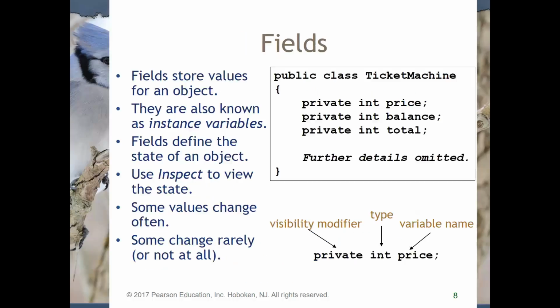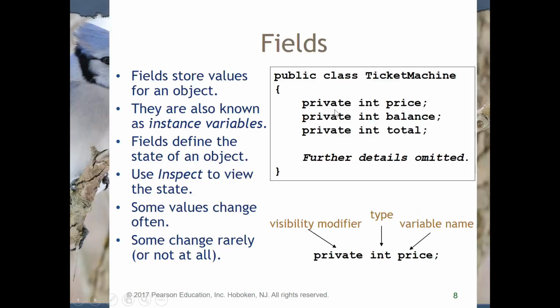Alright, so fields store values for objects. Okay, fields, also called variables, are denoted here. So I have 3 fields, price, balance, and total. They all use what's known as a primitive called int, which is an integer number. Later we're going to learn about a class called Integer. Please be careful to not mix those up. This is a primitive. That's really important to remember. It will get you later if you don't.